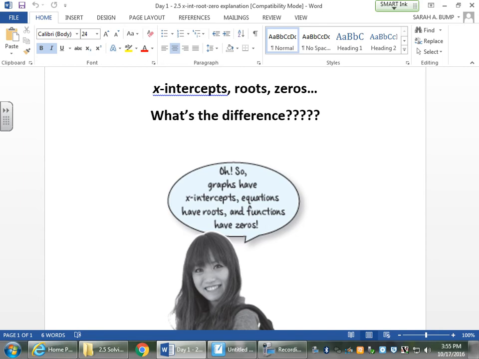Equations have roots. So when we solved equations like x squared plus 5 equals 10, and we'll learn how to do that today, that's an equation. That'll have a root, and then when it's in function format, it has a zero. Function format would look like this: f of x equals x squared plus 16.